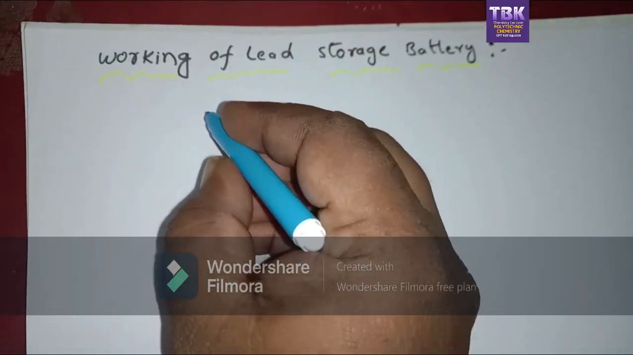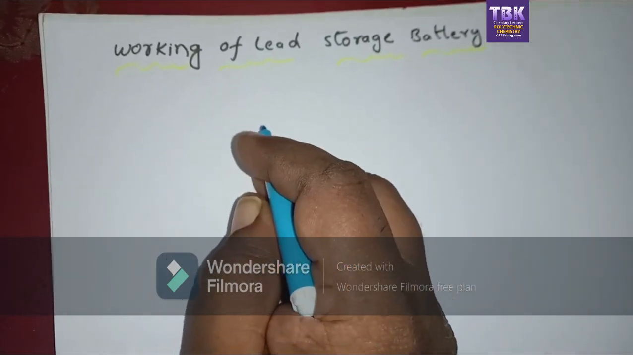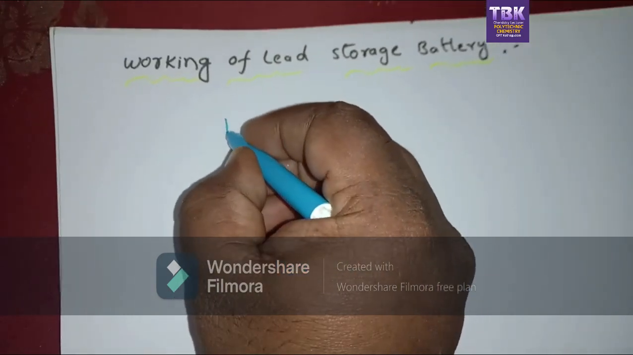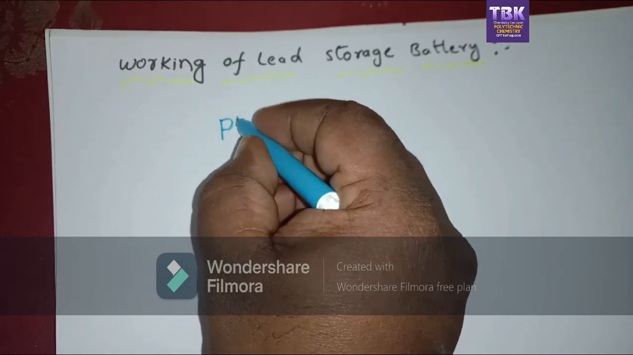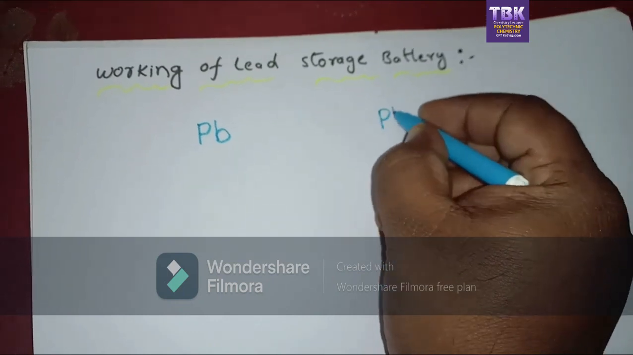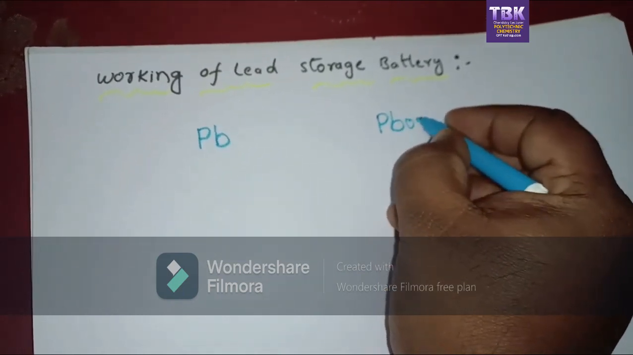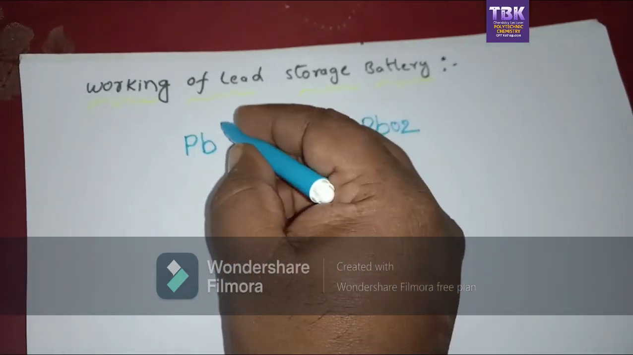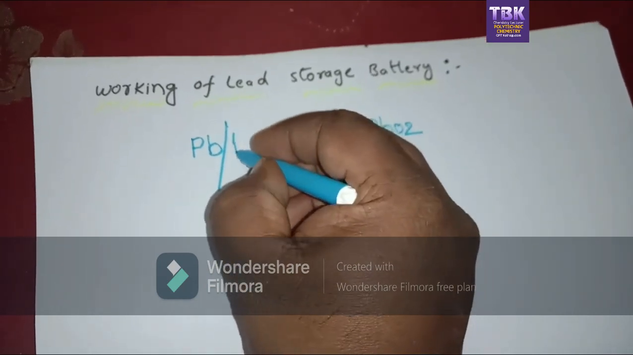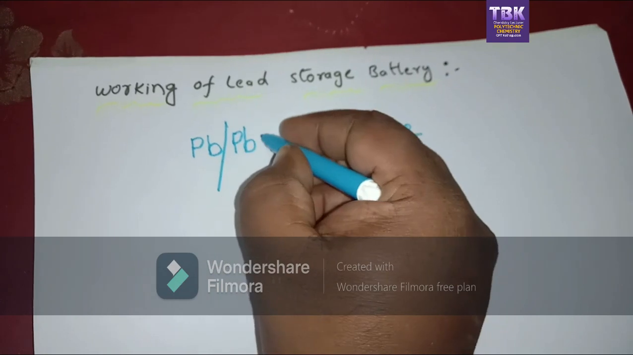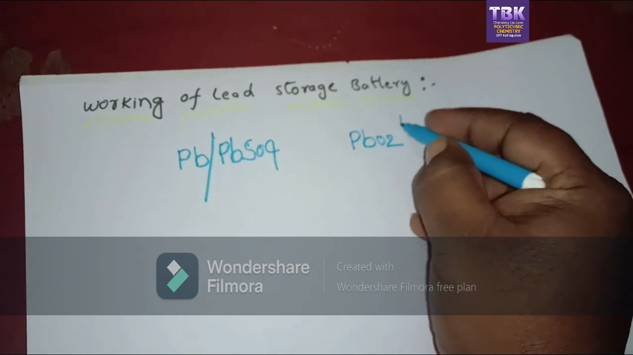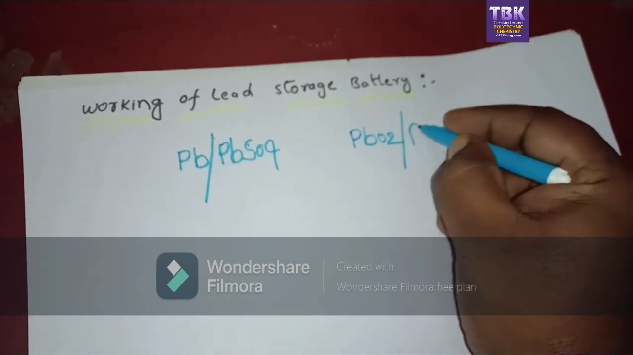It contains an anodic part and a cathodic part. Pb acts as the anode, PbO2 acts as the cathode. Is it clear? In the anodic electrode, what reaction takes place? Pb is converted into PbSO4, and in the cathodic part PbO2 is also converted into PbSO4.